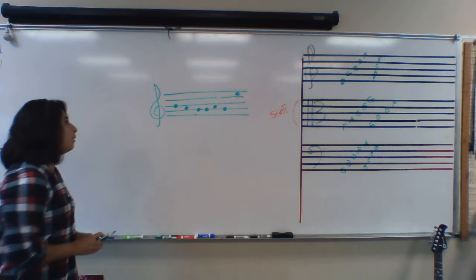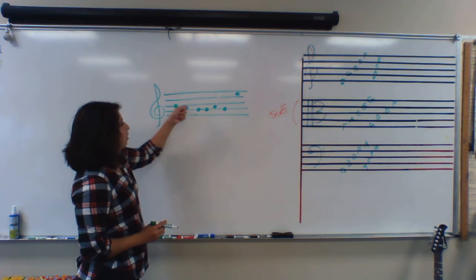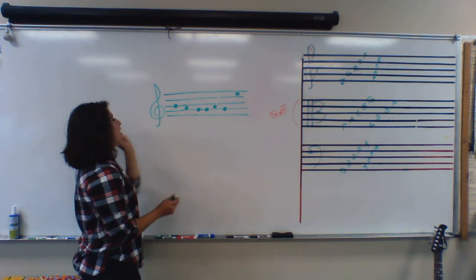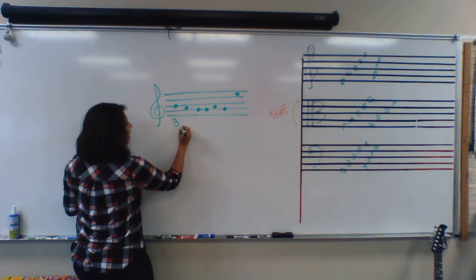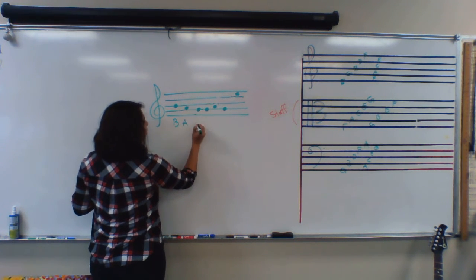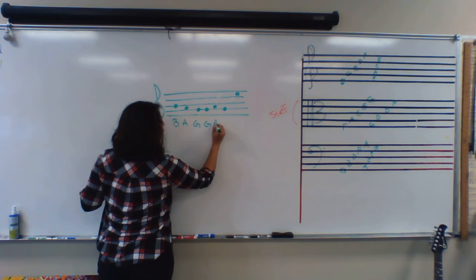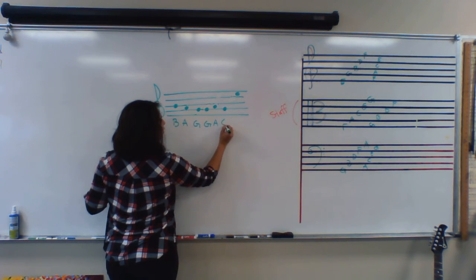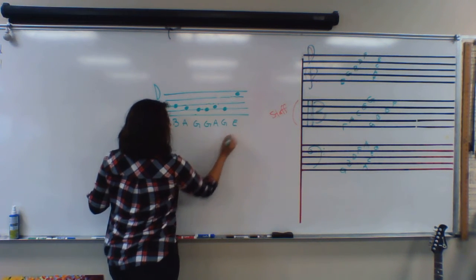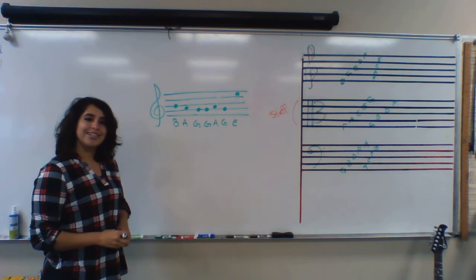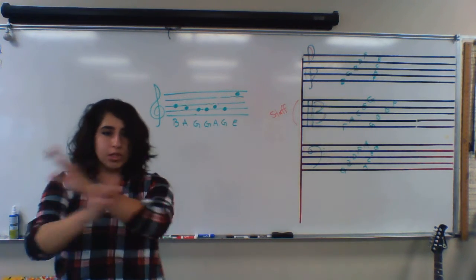All right. Every good boy does fine. F-A-C-E, face. Okay. Every good boy, B. F-A. Every good. F-A-C-E. Baggage. All right. So that's how we read basic notation.